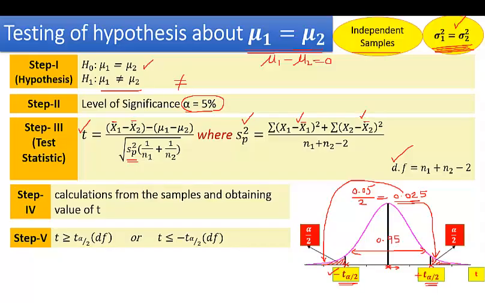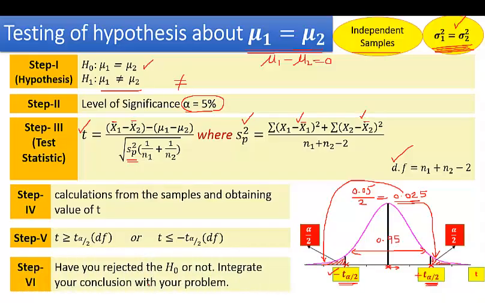Our rejection region of the null hypothesis is on both tails now. So we have two critical values. If, for example, our calculated value from step 3 is greater than T alpha by 2 or it is less than minus T alpha by 2, in both cases we will reject the null hypothesis. Otherwise we are unable to do so.